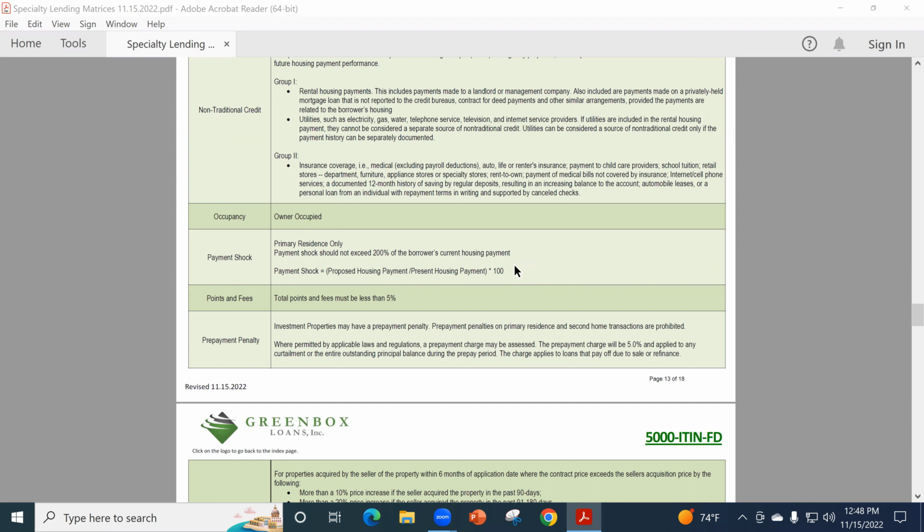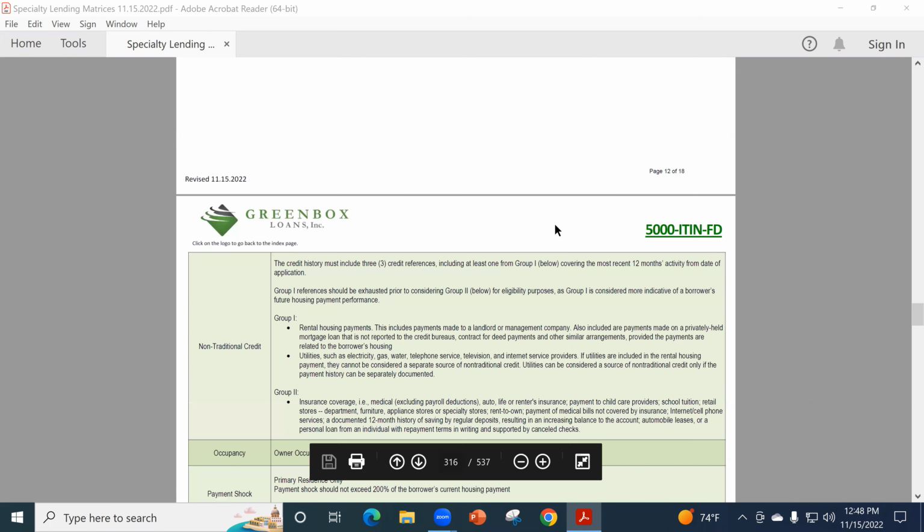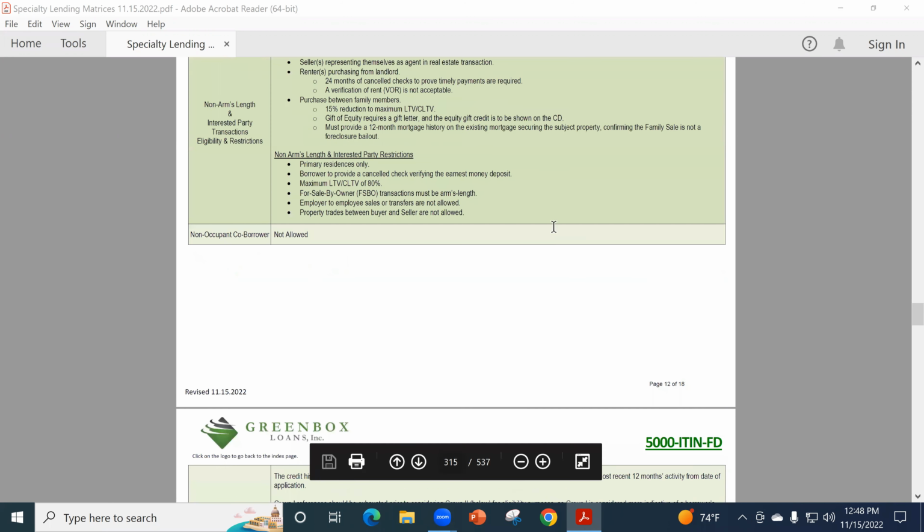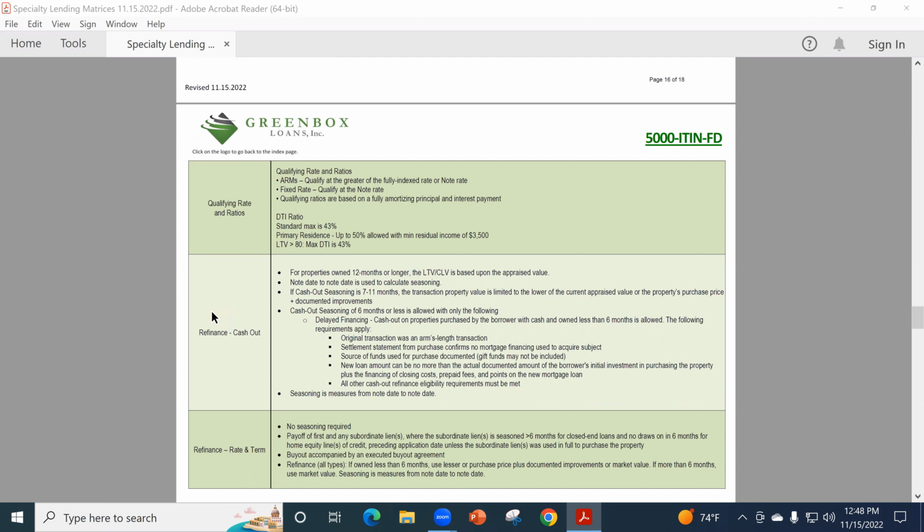As for DTI, the standard back end ratio is 43. If they have a residual income of 3,500 and anything above 80.01, you'll be capped at 43 back end ratio. Front end we don't look at, and for GreenBox we don't look at front end, just back end. So again, primary residence up to 50 if they have a minimum residual income of 3,500.